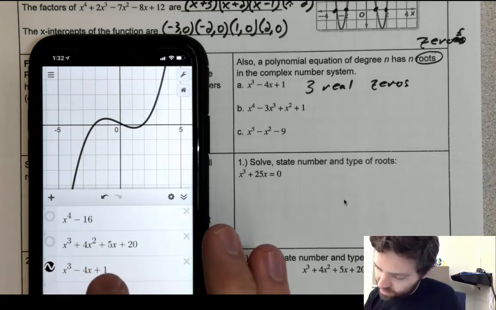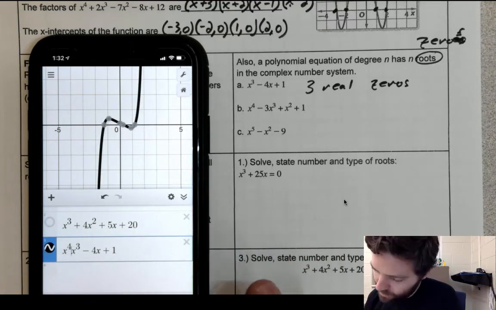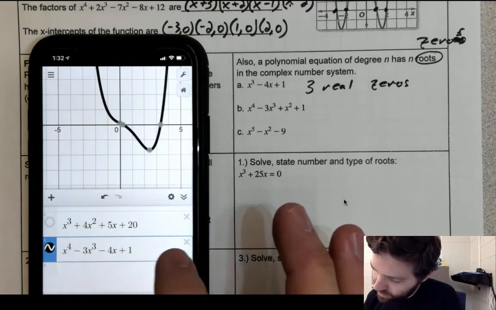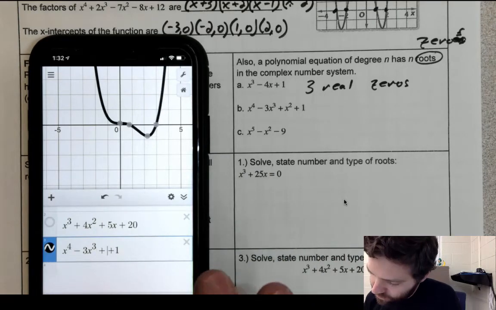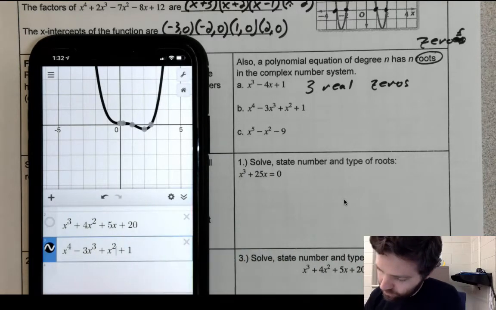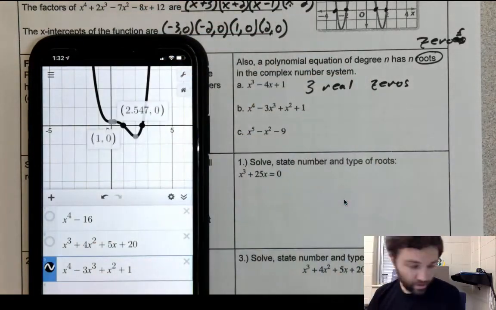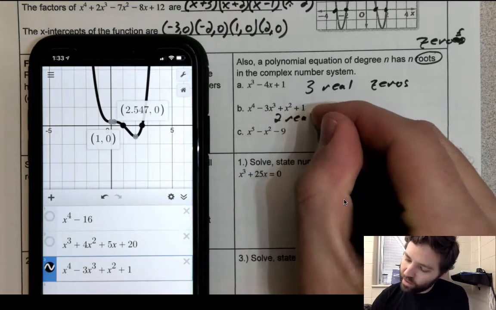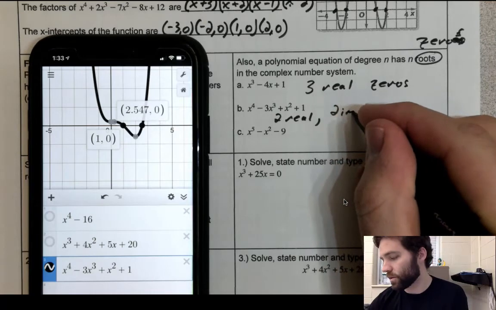X to the 4th minus 3x cubed. So let's do this. X raised to the fourth minus 3x cubed, and then plus x squared plus 1. Okay, so there are 2 real zeros there. So 2 real, and we know that there has to be 4 total. So 2 are real, the other 2 must be imaginary.